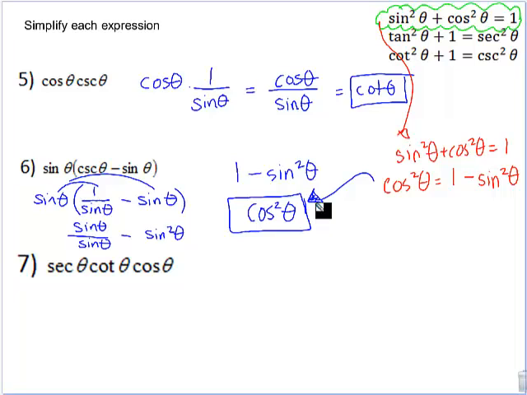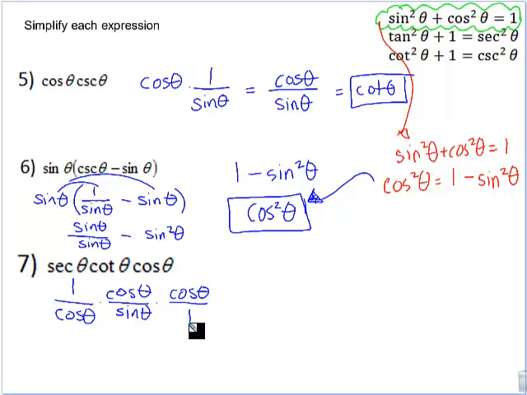So what do you think we should do with the secant and the cotangent? Okay, so write them as sines and cosines. So secant we could write as what? Yep, 1 over cosine of theta. Cotangent, 1 over tangent, but that's still not in sines and cosines. So in sines and cosines, how could we write it? Cosine over sine. And then just times our cosine.